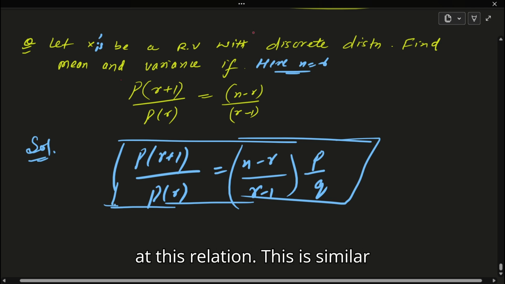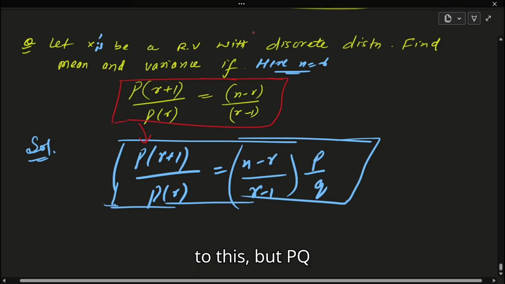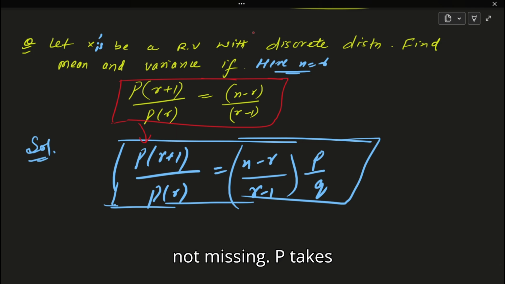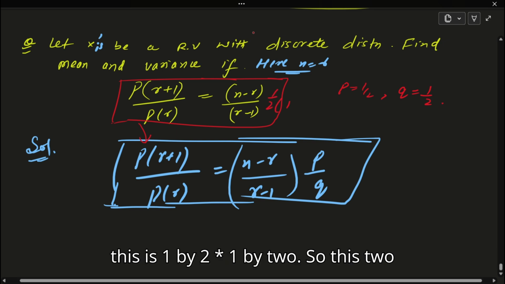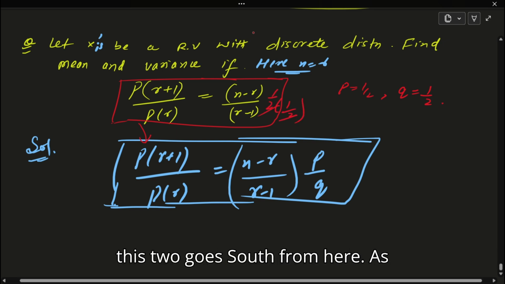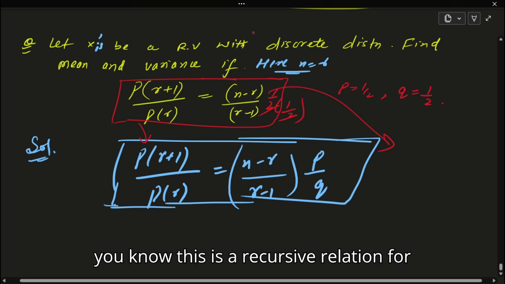So look at this relation. This is similar to this, but p by q is missing. Actually p by q is not missing. P takes the value 1 by 2 here and q also takes 1 by 2 here. Whenever p is equal to 1 by 2, q is automatically 1 by 2. So this is 1 by 2 multiplied by 1 by 2, so this 2 goes. So, as you know, this is the recursive relation for the binomial distribution.